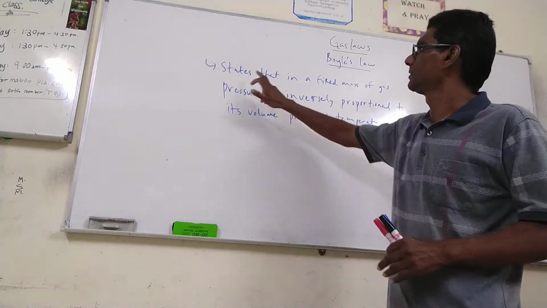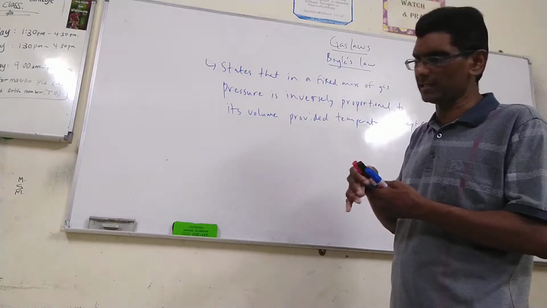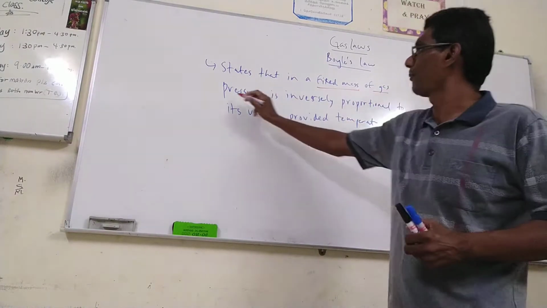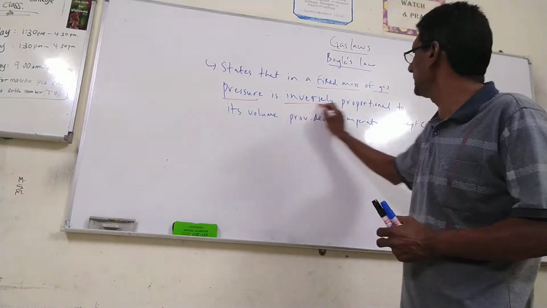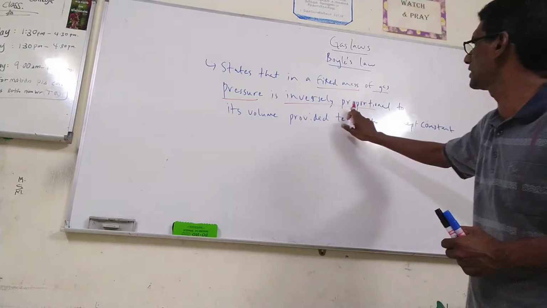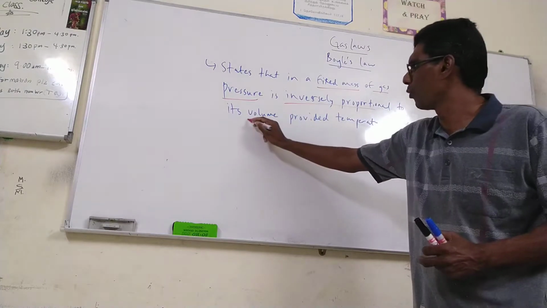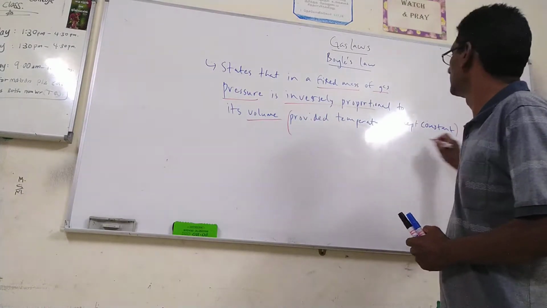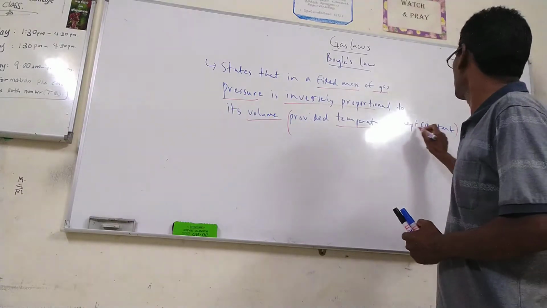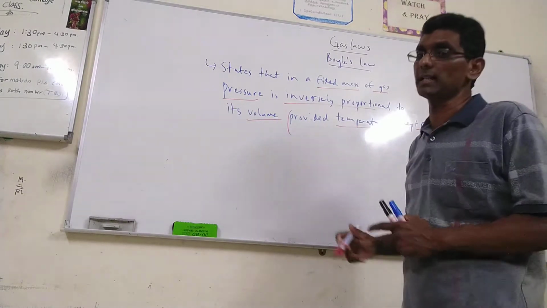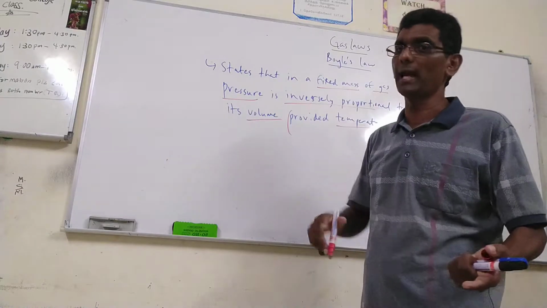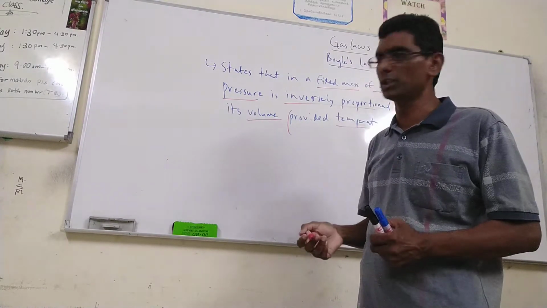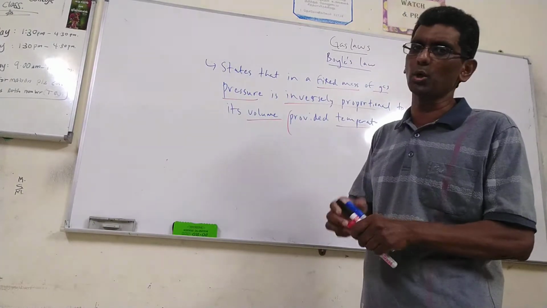Boyle's law states that in a fixed mass of gas, pressure is inversely proportional to its volume, provided temperature is kept constant. Temperature is unchanged. Volume and pressure are changing. How do they change? Inversely proportional.